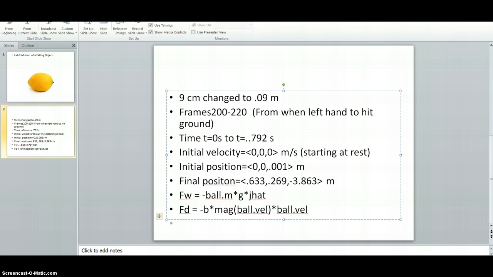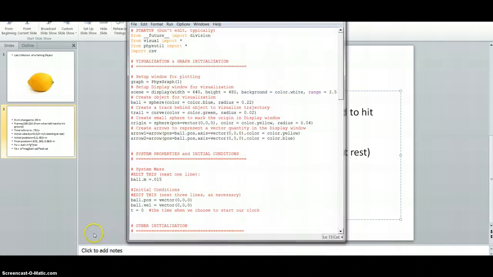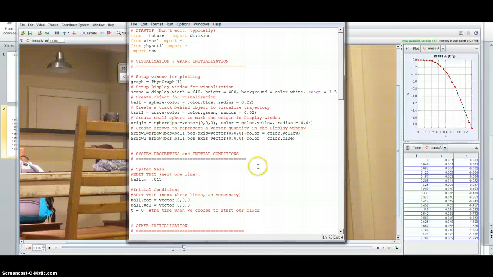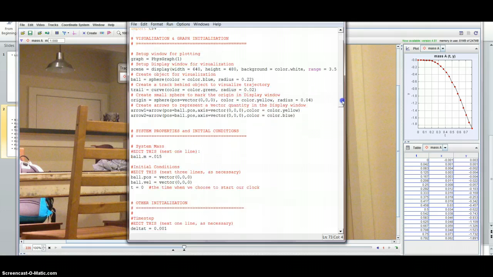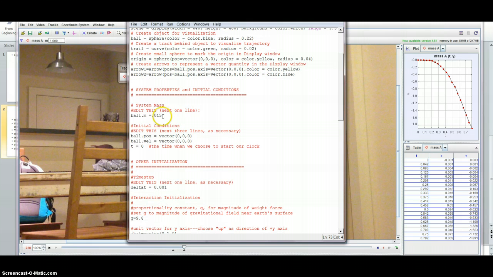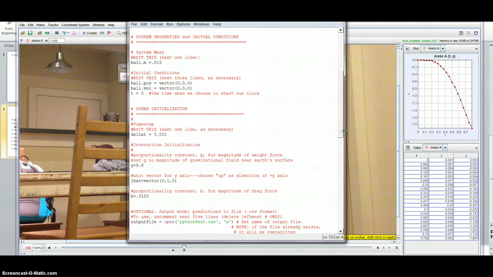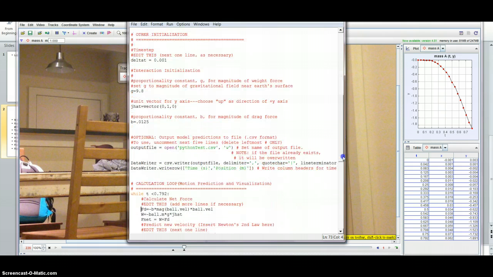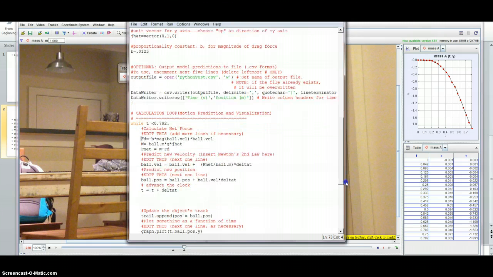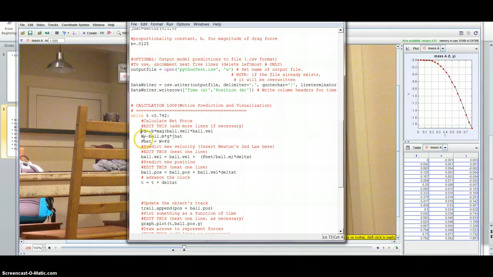We then went to the Python model to create a model of the motion. In the Python model, we edited it so that it would fit my model. The mass of the lemon was 0.015. The initial position and velocity were both a 0 vector, and the time started at 0. In the first model, B was set equal to 0, and the net force was only equal to the force of the weight, which is the force of the earth pulling down on the lemon.